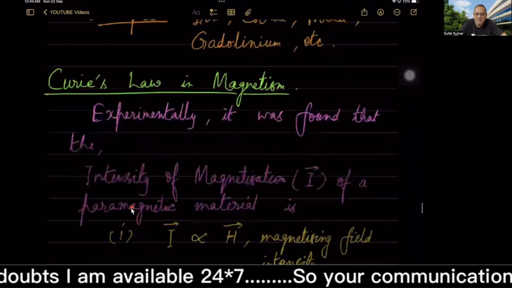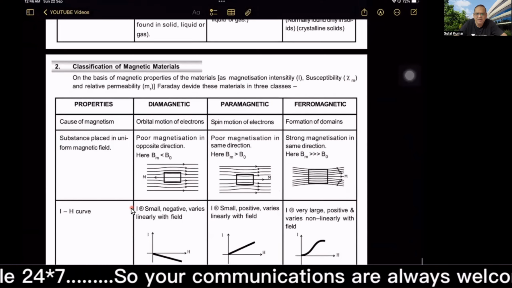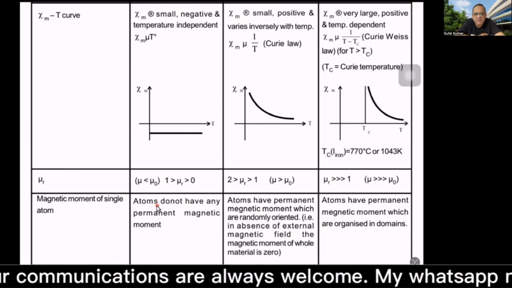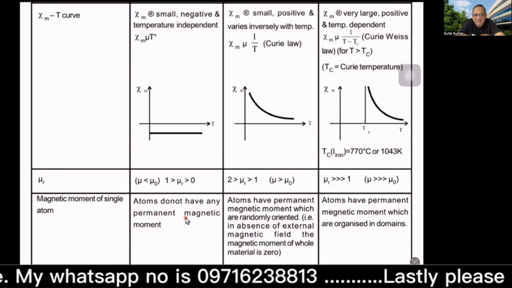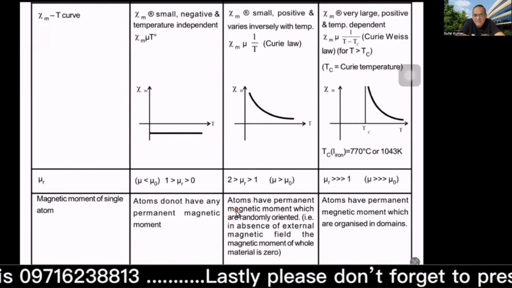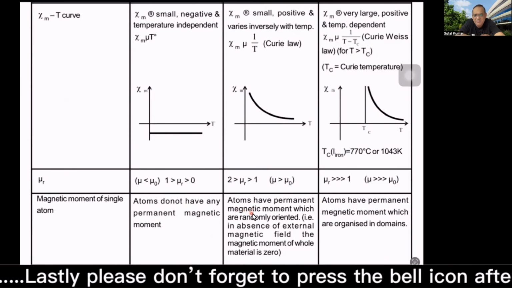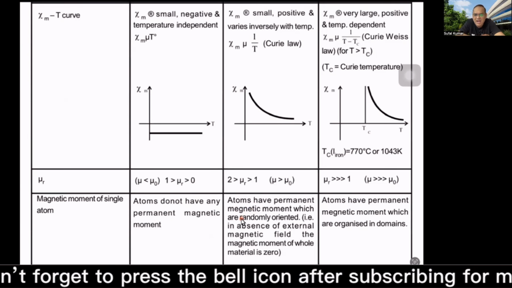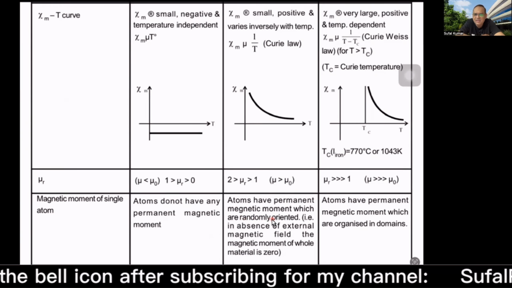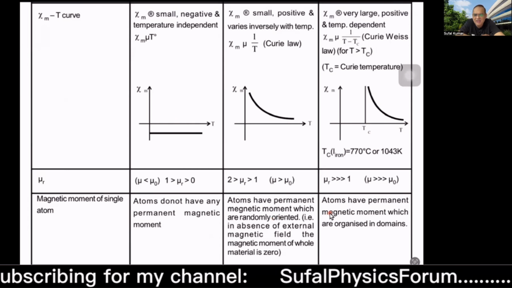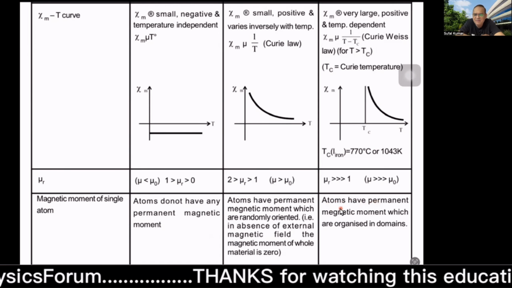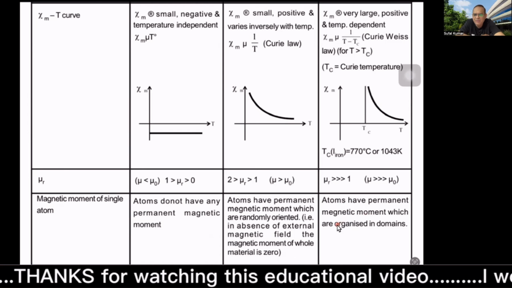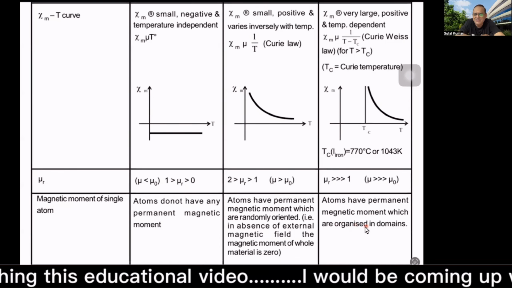For the time being, you remember. And so in context to that only, diamagnetic atoms do not have any permanent magnetic moment, whereas paramagnetic atoms have permanent magnetic moments which are randomly oriented. And ferromagnetic again has permanent magnetic moments which are organized in domains.